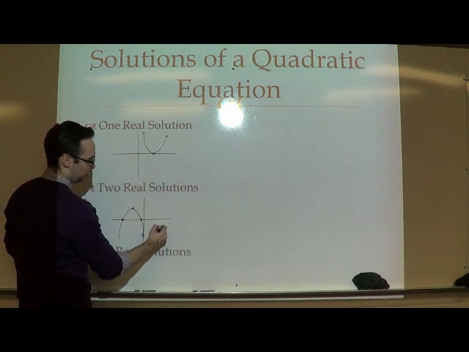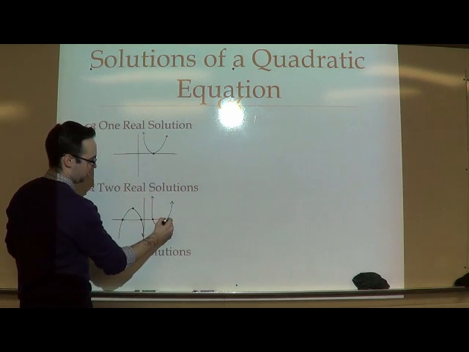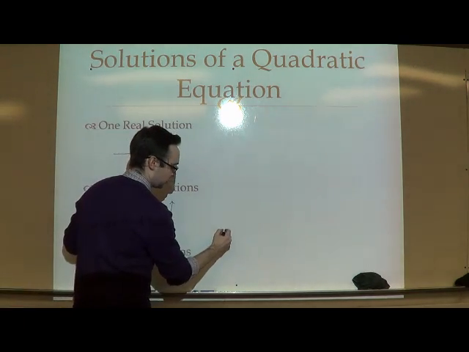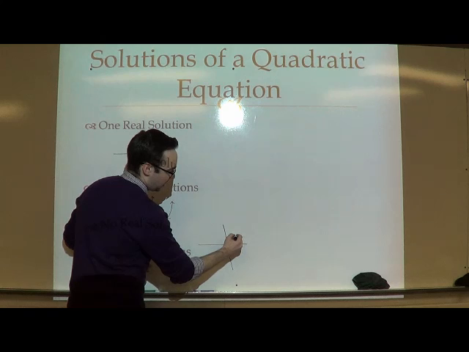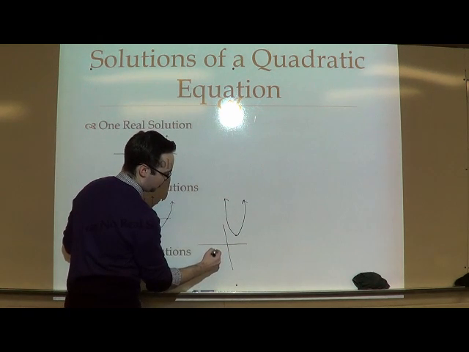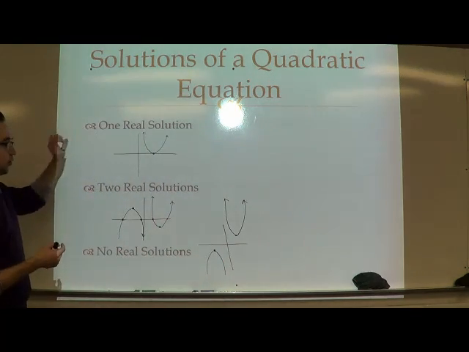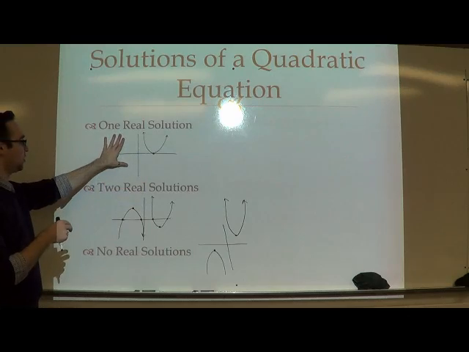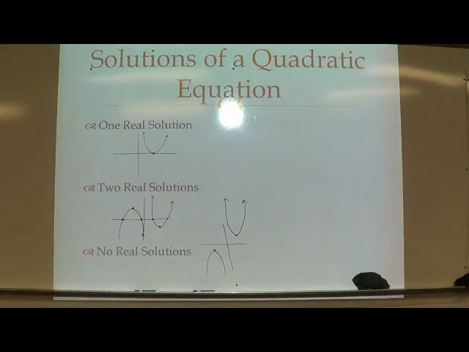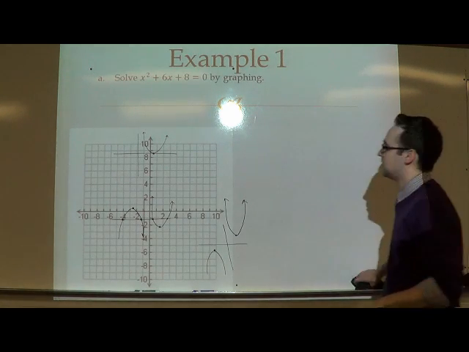It could also go up if you wanted it to. Same thing. Here and here. 2 solutions. Or it may have no real solutions, where if it's above and it stays above, it'll never cross it. Or if it's below and stays below, it'll never cross it. So those are the only 3 options we have. You either have one solution, 2 solutions, or no solutions. So let's jump right in with some examples of solving these things by graphing.